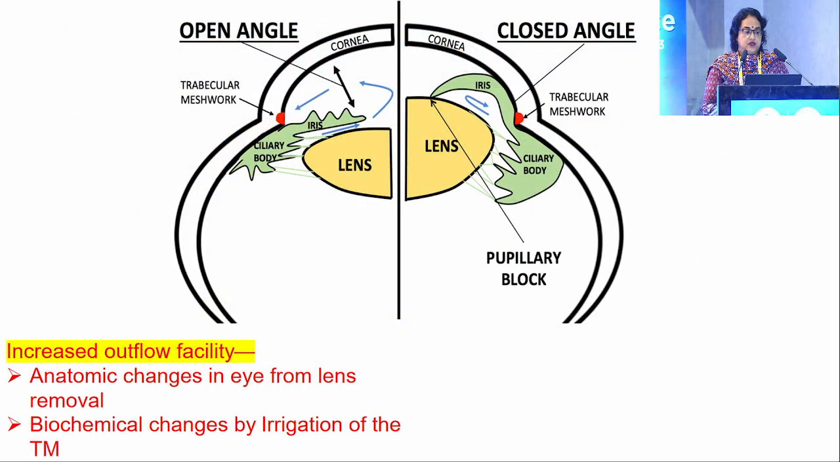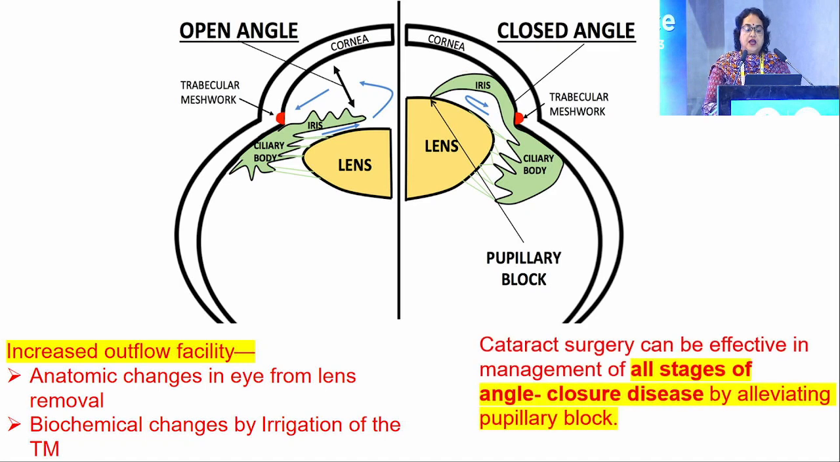So what happens? When in an open angle you remove the cataract, some anatomical changes occur in the eye from lens removal, and there are some biochemical changes due to irrigation of the trabecular meshwork. So some amount of IOP is lowered. But in a closed angle, cataract surgery is effective in all stages of angle closure disease by alleviating the pupillary block between the lens vault and the pupil. So it opens up the iridocorneal angle in any stage of angle closure glaucoma if you remove the cataractous lens.